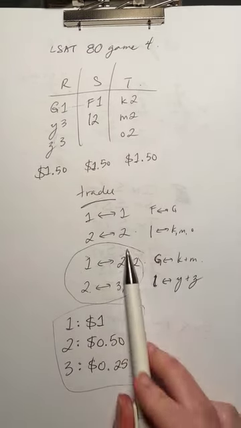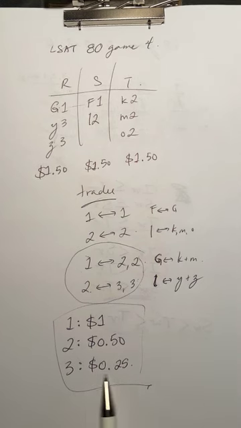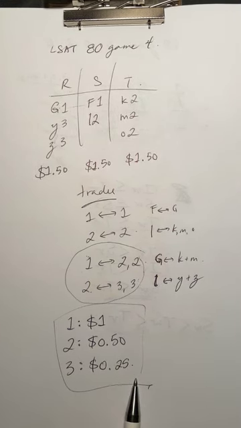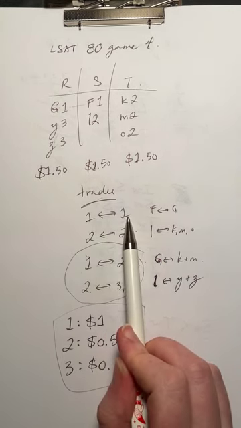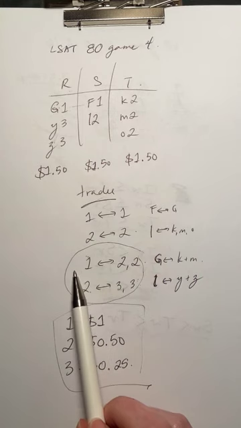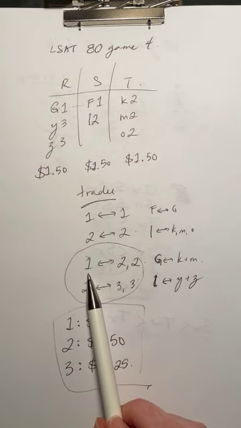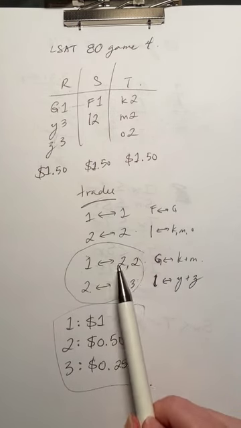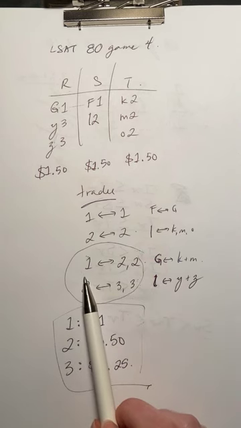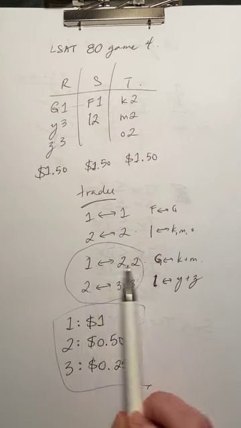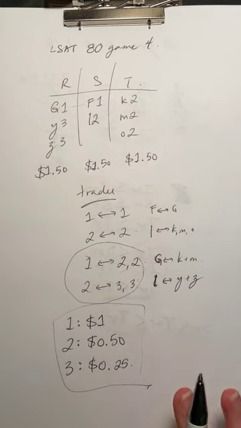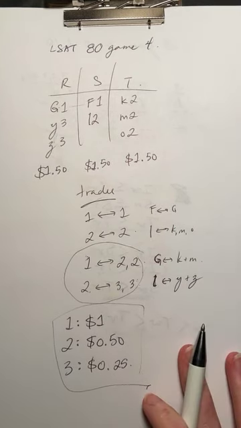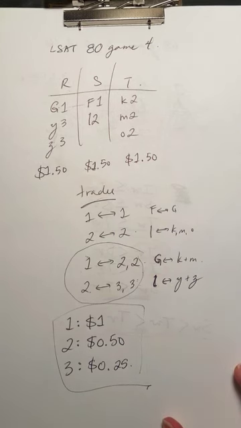So no matter how many trades you do, we're still going to be trading either buildings that are the same value as each other, or one building for 2 buildings that are worth half as much each as that one building is. Okay, so see how that helps you with the questions.